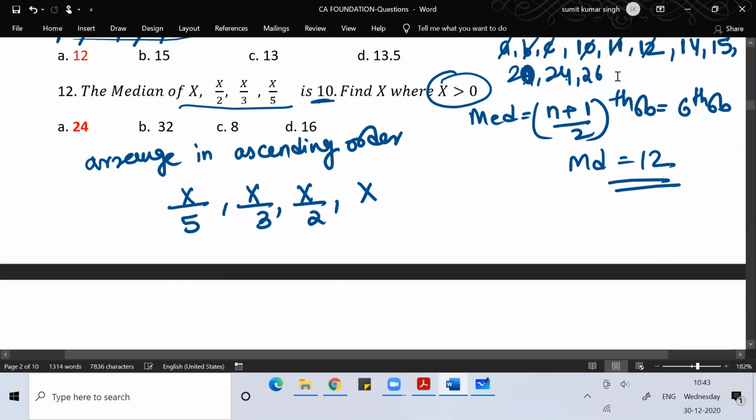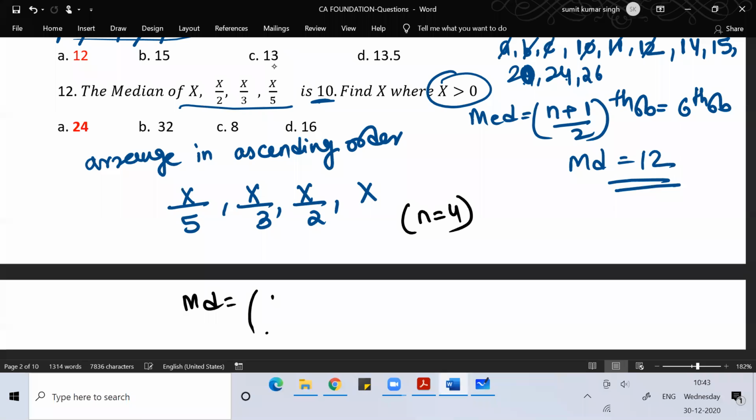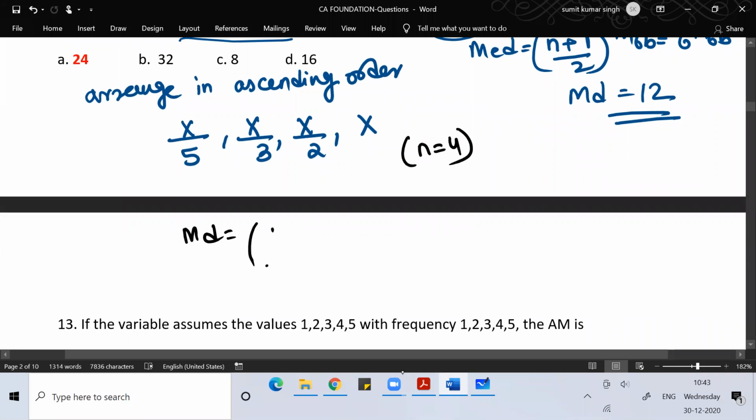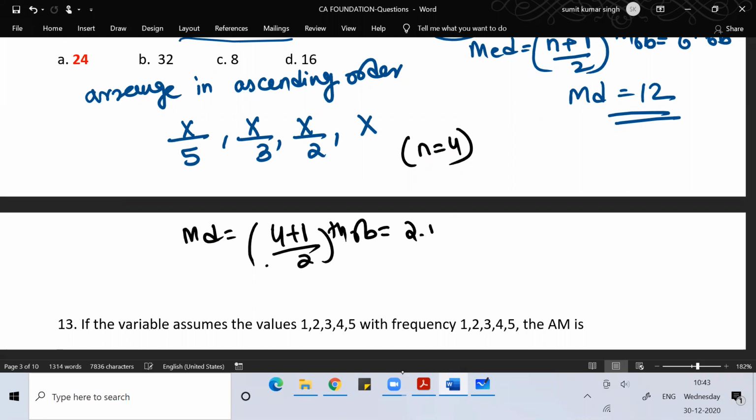So if you arrange in ascending order, here n is equal to 4. If n is equal to 4, then median is the 4 plus 1 by 2th observation, means 2.5th observation. 2.5th means second plus third divided by 2. Your median is x by 3 plus x by 2 by 2.